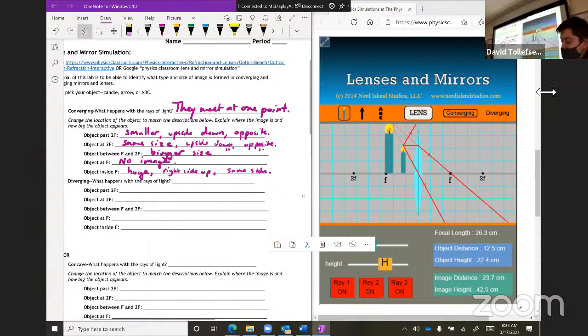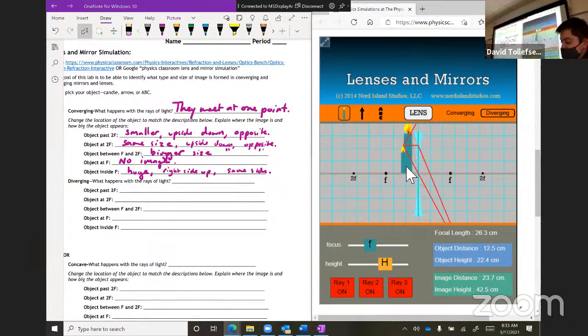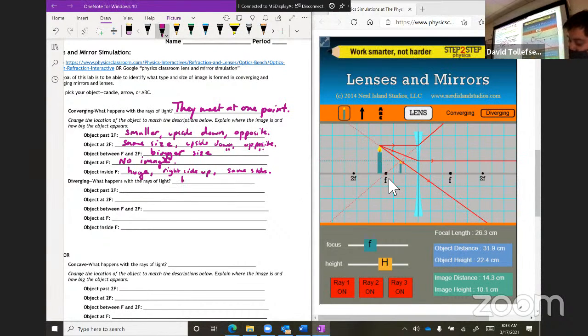Switch over to diverging lens. What do we notice about the object as I move it between 2F and F? It's bigger. Yeah, the light rays diverge, or they spread out.